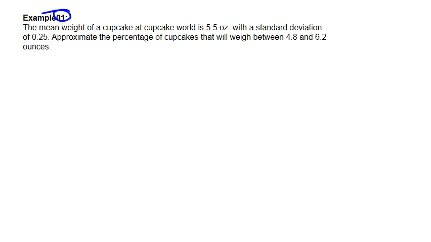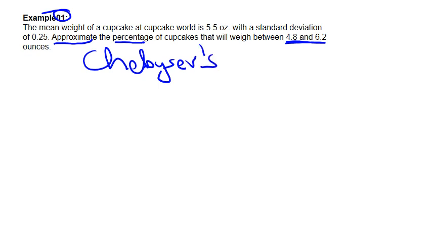All right. This problem is asking you to approximate the percentage of cupcakes that weigh between 4.8 and 6.2. I'm approximating a percentage of the population in some interval. Nothing is being said about the distribution. This is Chebyshev's. Nothing said about the population's distribution. I don't see the word normal. I don't see the word bell shape.